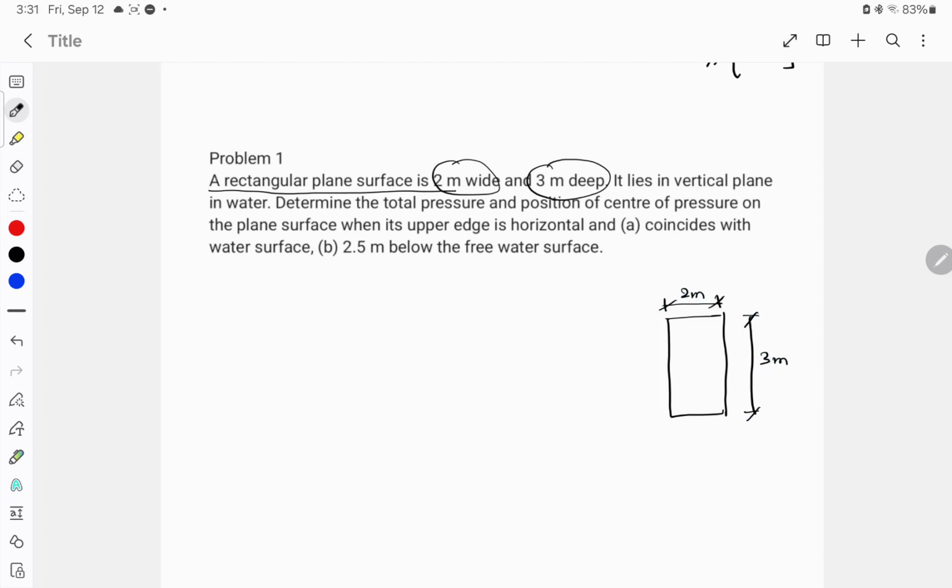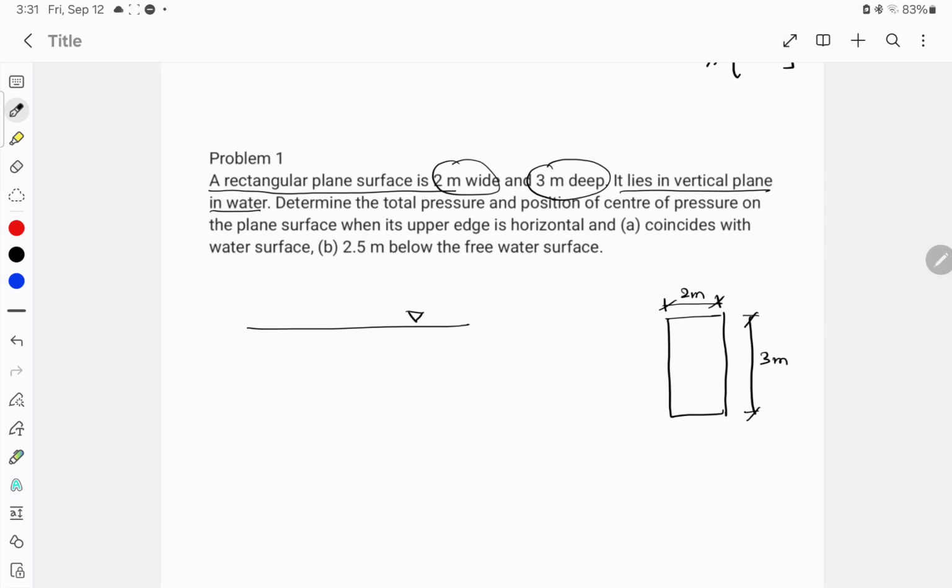Okay, simple. It lies in the vertical plane of water. It means that if there is a water level, then this rectangular plane is inside the water in a vertical plane. It's not inclined like this, it's not horizontal like this, it's vertical like this.